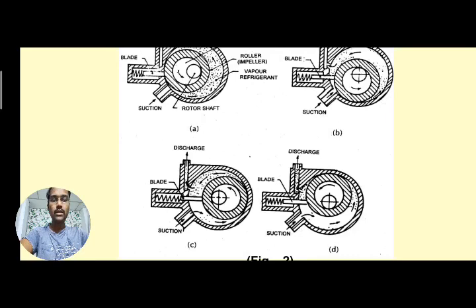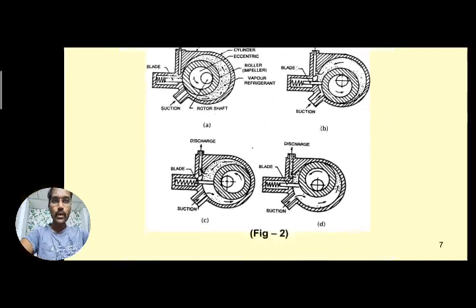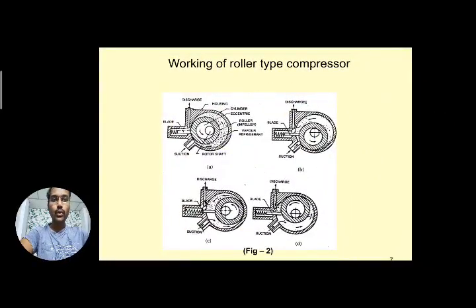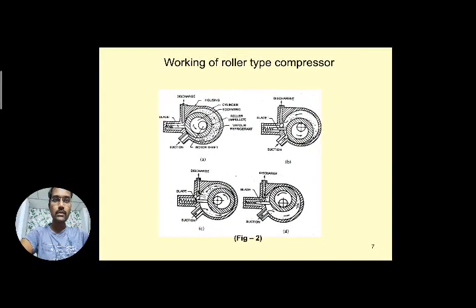So the complete movement of refrigerant takes place through the discharge after compression. This discharge port is connected to the condenser part. Every time, the spring and blade must make contact with the roller. Now here the suction is taking place at the left side. So this is regarding these four diagrams. These are very important to describe the working of roller type compressors, so kindly note this diagram. This is very important.